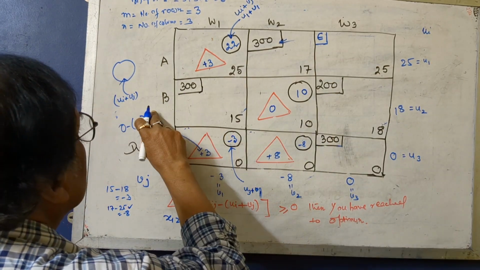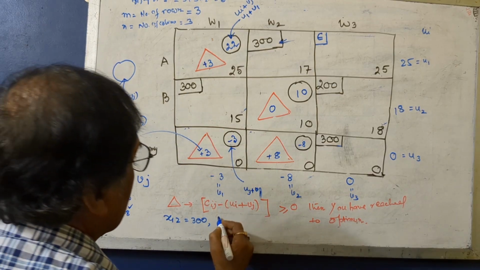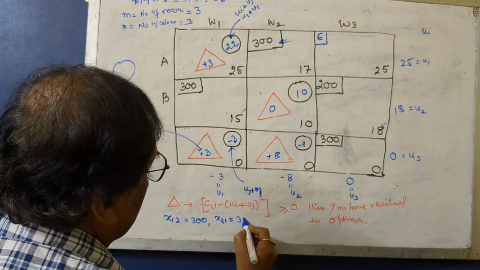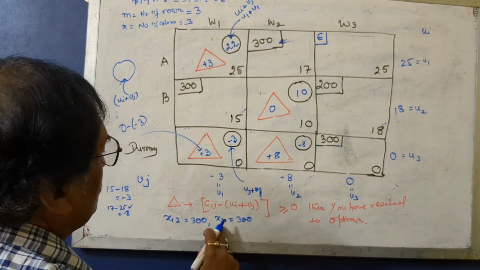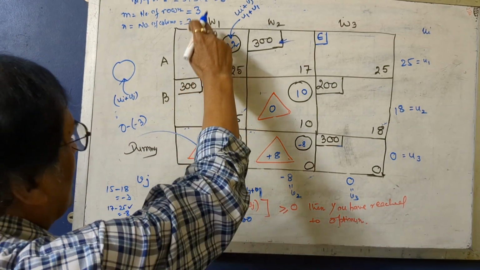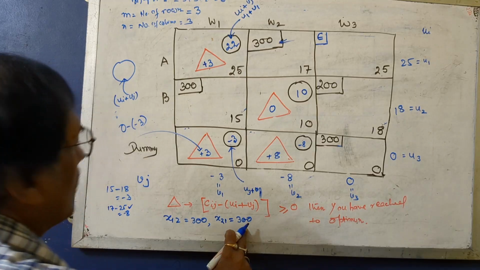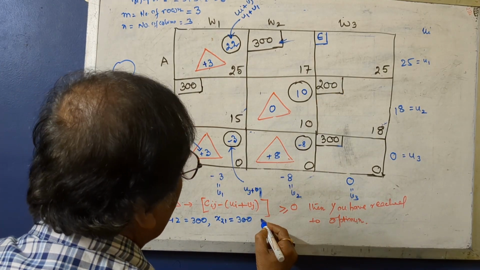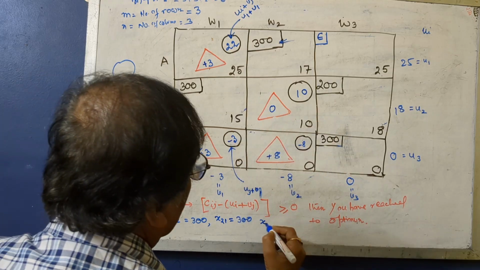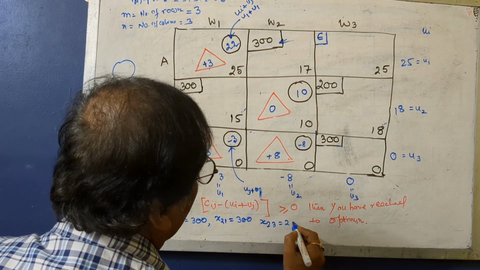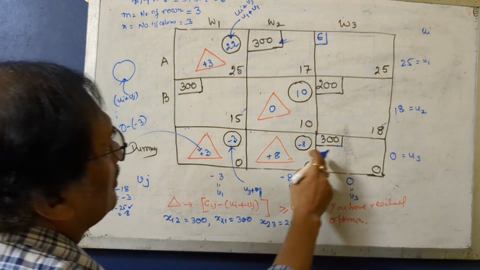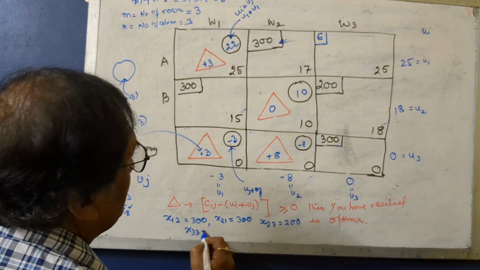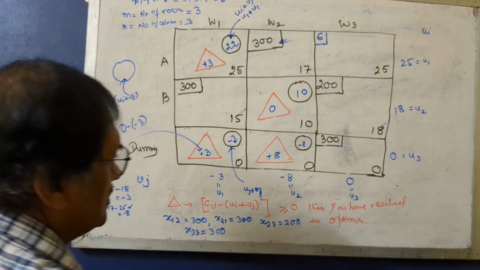Another solution is this. This is second row, first column. That is x21 is equal to 300. That means from source 2 to the first destination point, you have to shift 300 units. And what are the decision variables? x23 is equal to 200, and this is x33 is equal to 300.